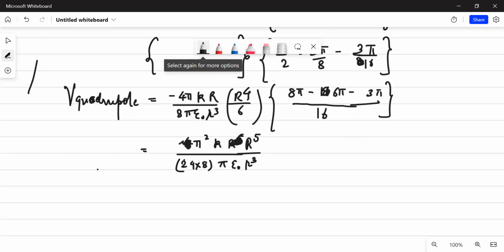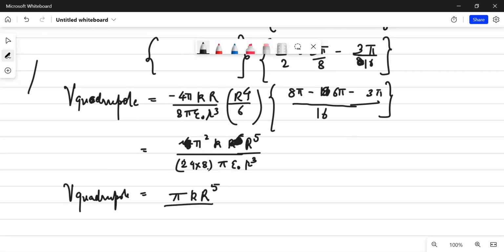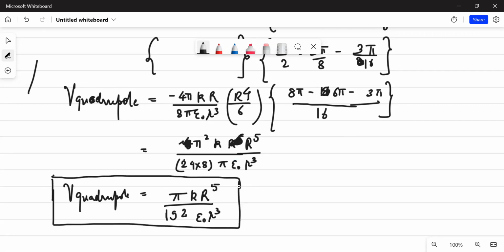Is that clear? Is that clear or not clear? So your quadrupole moment, let us solve it a bit more, so your quadrupole moment should come out as, this pi would get cancelled, so I'll write pi here and then k r to the power 5 upon 24 into 8, how much is 8 into 24? 192, so 192, and then I will write epsilon naught and r cube.